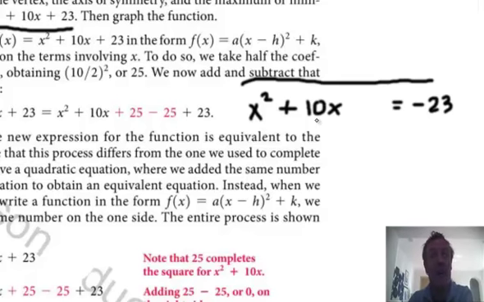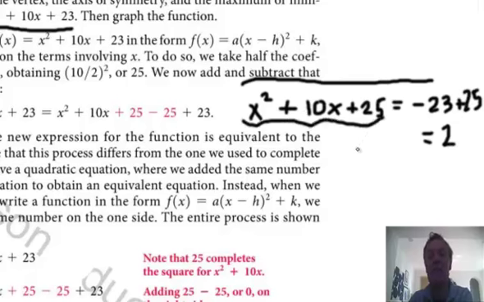What's half of 10? 5. What's 5 squared? It's 25. So I would add 25 to this side, but don't forget to balance it by adding 25 to the other side as well. Of course, this will give me positive 2 on this side. And remember what this means? This will give me x plus 5 all squared. Imagine I factor that into x plus 5 times x plus 5.